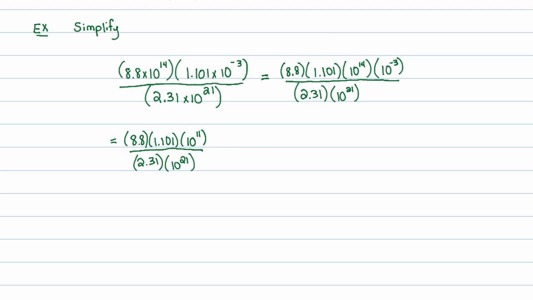And now notice I have a 10 to the 11th upstairs and a 10 to the 21st downstairs. And recall that property: if it was an x to the 11th upstairs and an x to the 21st downstairs, I would say who wins and by how much? Well, the bottom would win by 10, right? Same thing here. The bottom will win by 10. So I have 8.8 times 1.101 divided by 2.31 times 10 to the 10th, because the bottom won by a power of 10. At this point, I'm going to go ahead and rewrite this just one last time before I do the simple arithmetic.